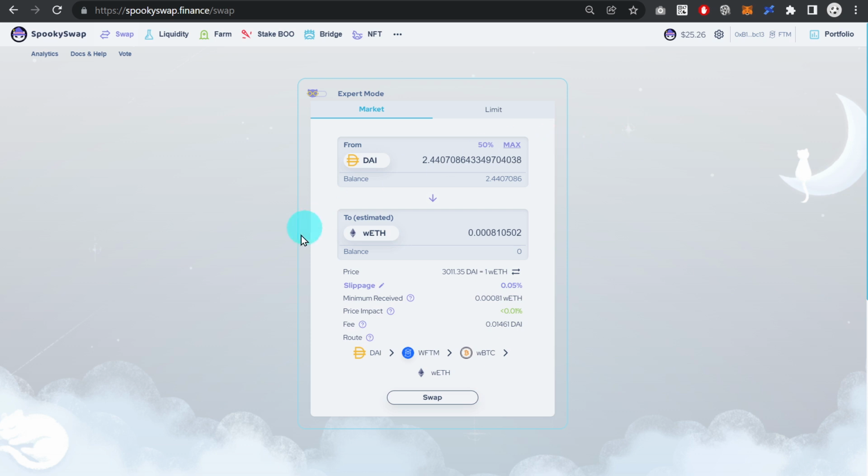Note that in this specific example, we do quite a few swaps, right? So we swap here from DAI to wrapped Phantom to wrapped Bitcoin to wrapped Ethereum. This is a pretty expensive transaction because the swapping fee here on SpookySwap is comparatively cheap to other decentralized exchanges, but it's still 0.2% for each of those routings. So you pay 1, 2, 3 times 0.2% in order to make this swap.